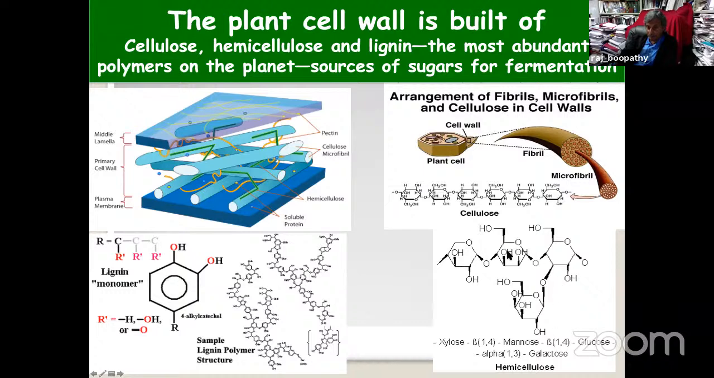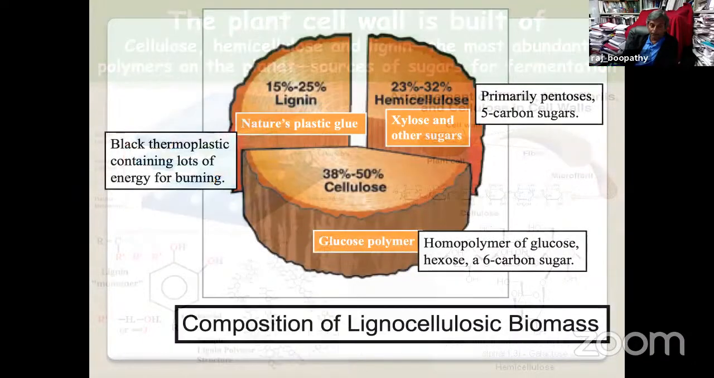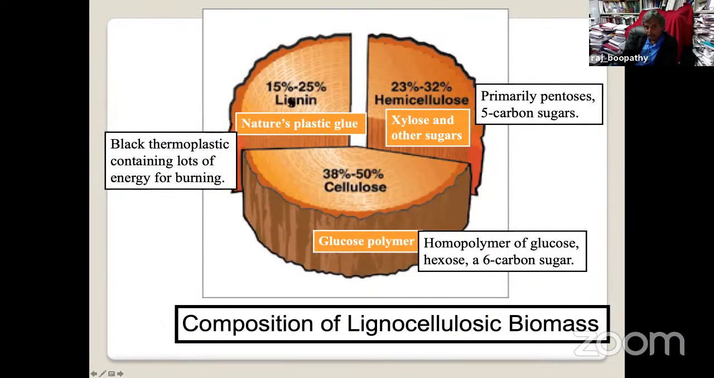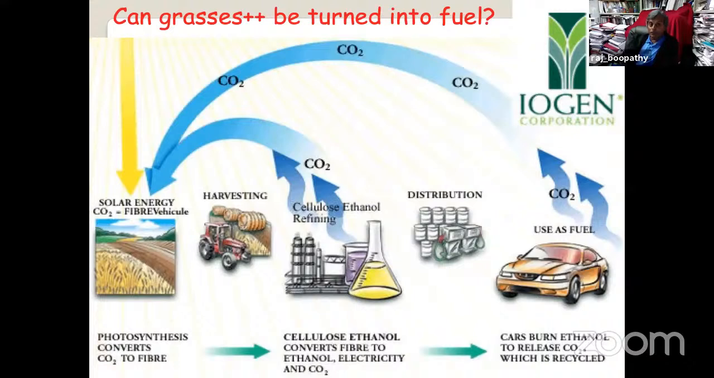And you can also use this sugar as well. And we have this phenolic compound. This phenolic compound could be used to make biodiesel, okay? So the composition in general varies from crop to crop. 15 to 25% of the plant is lignin content, hemicellulose 23 to 32%, and cellulose 38 to 50%. But it varies. Some plants have more cellulose, and some plants have less cellulose.